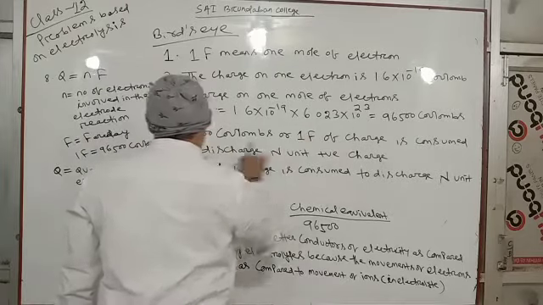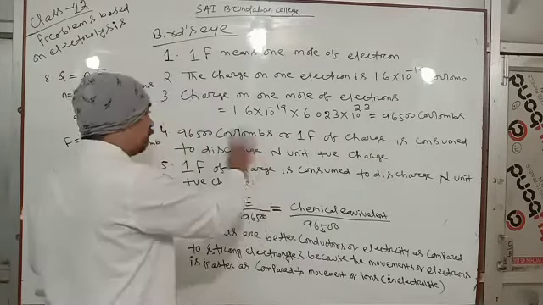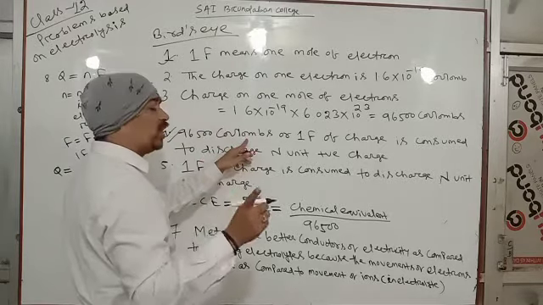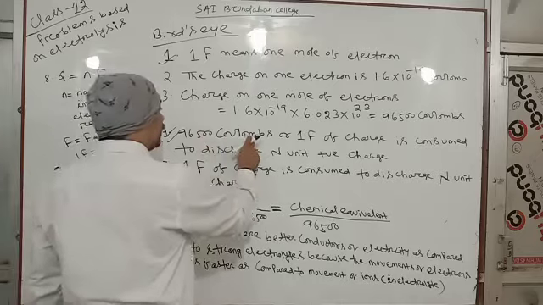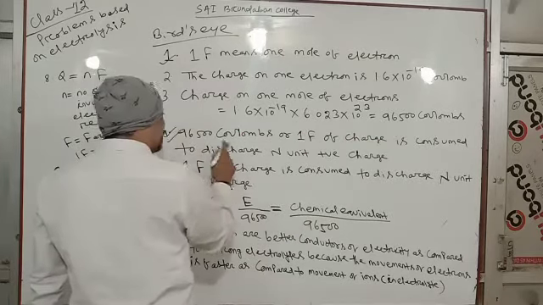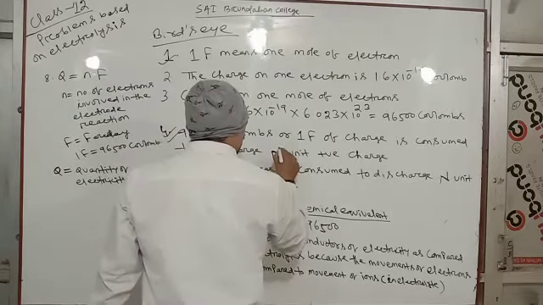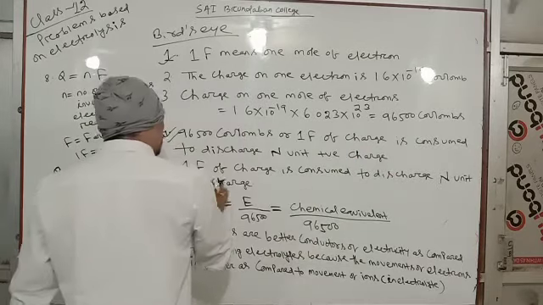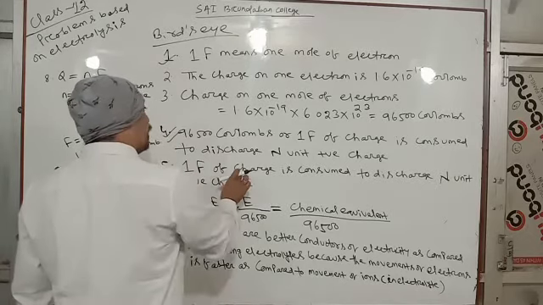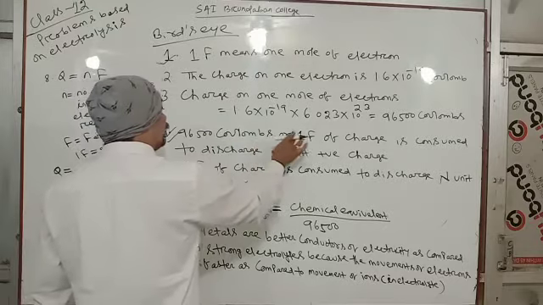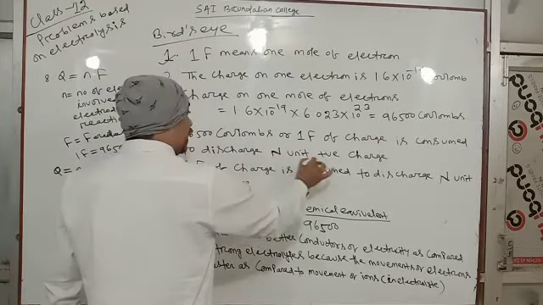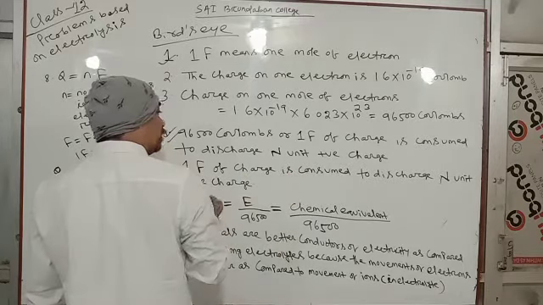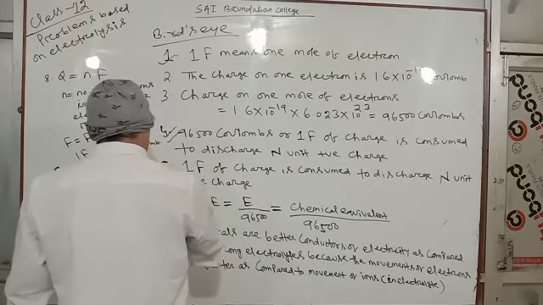1 Faraday equal to 96500 coulomb. 96500 coulombs, or 1 Faraday of charge, is consumed to discharge n unit positive charge. This is a very important point, very important for problem solving. 1 Faraday of charge is consumed to discharge n unit positive charge.